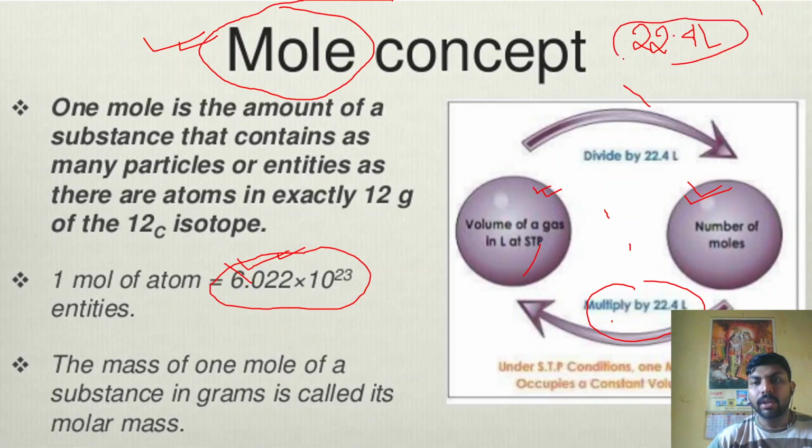So 1 mole of a substance contains this much volume, and the number of entities present is 6.022 into 10 to the power 23 entities. That is called the Avogadro constant. I am writing it with the symbol NA. So these things are present here.